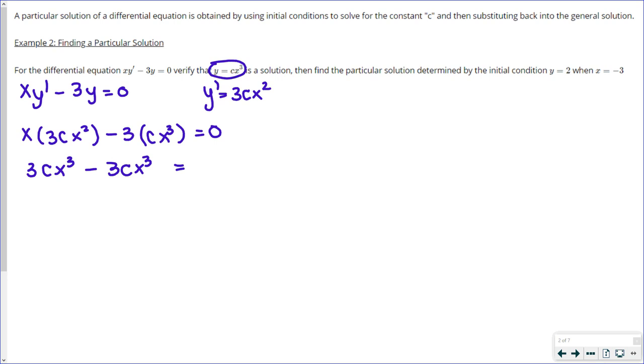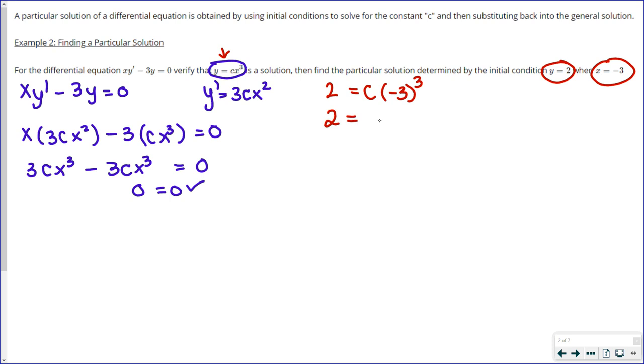And when I subtract these two, I certainly get 0. So we're good to continue because we have verified that this is a solution to the differential equation. Now we want to use our initial conditions where y is 2 and x equals negative 3 to get the actual particular solution. So what we do is we take our solution here that I've circled, and we're going to plug in 2 for y, c, and then x is negative 3.